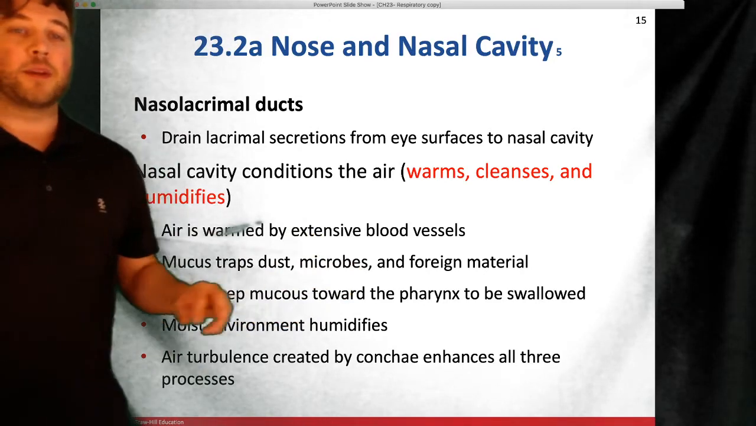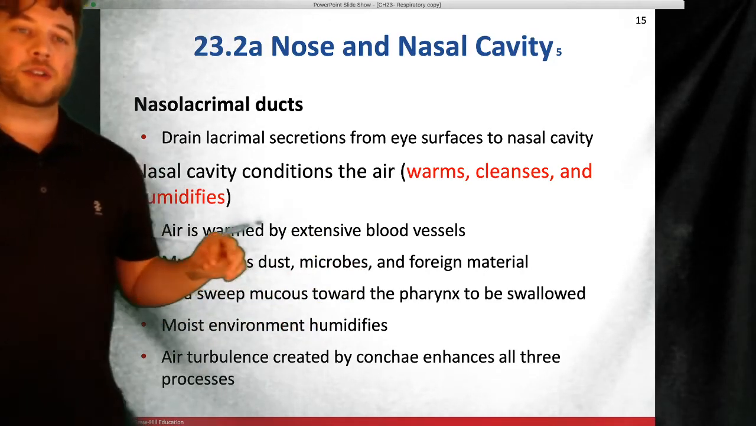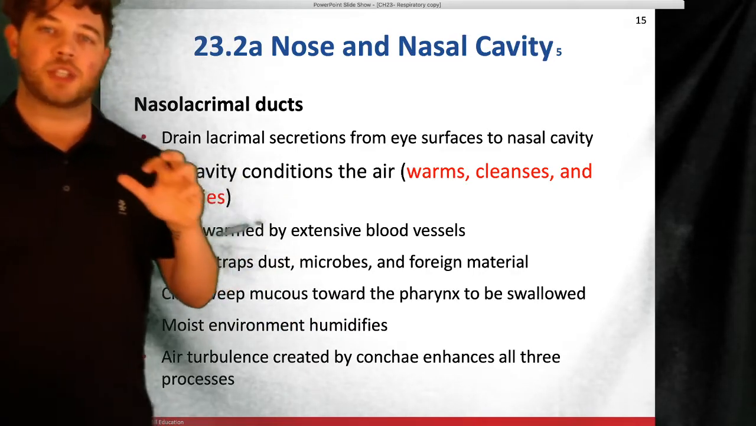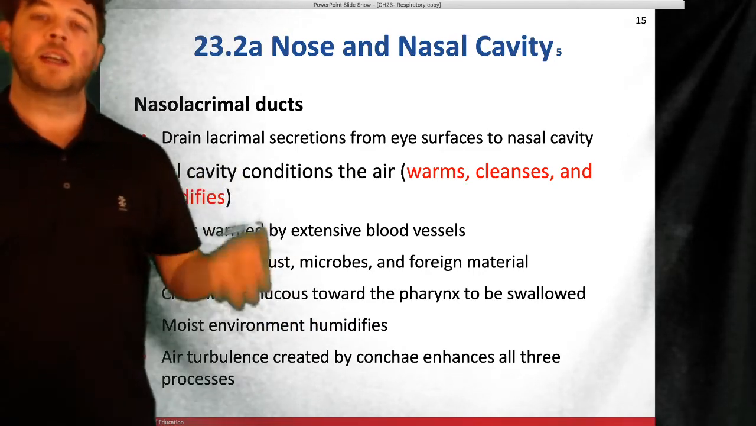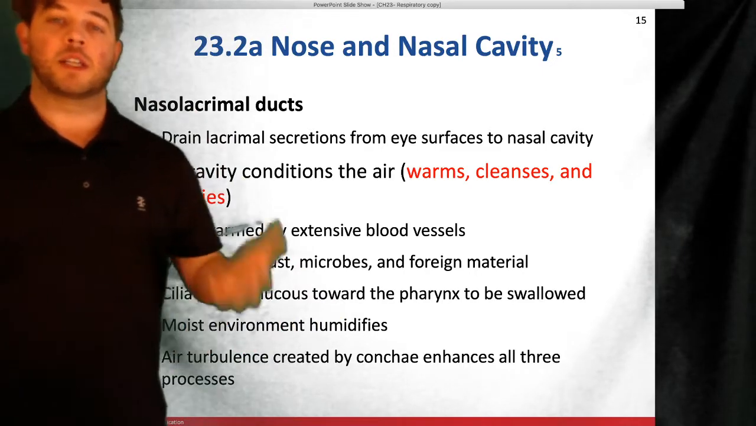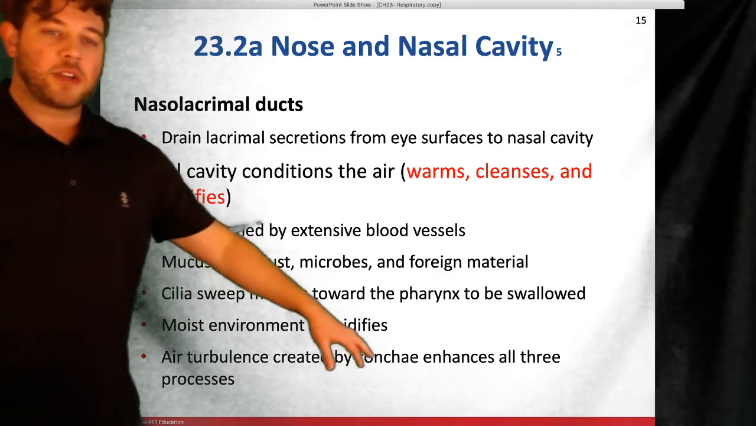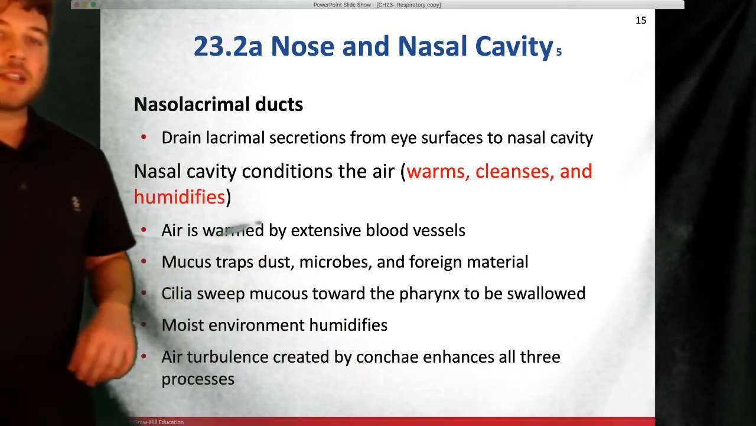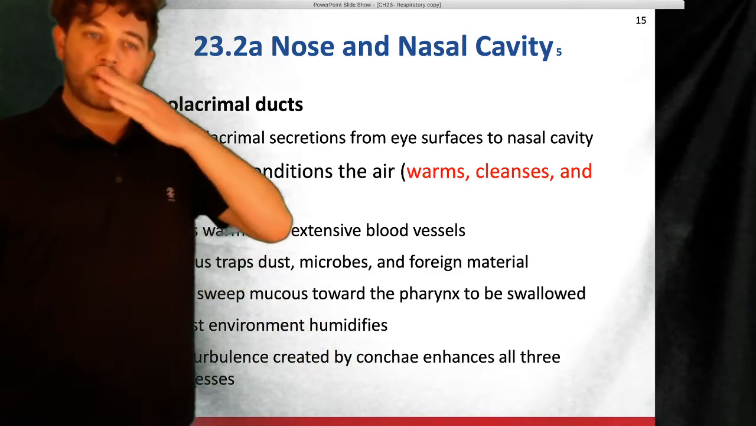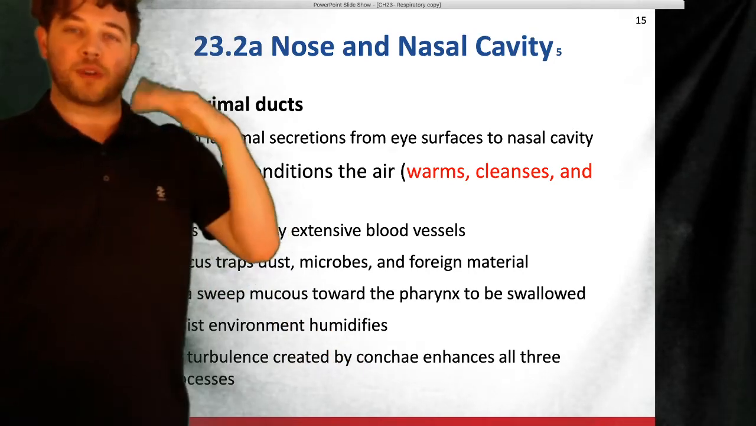Moist environment humidifies that air, so even if you're in the desert and you're breathing in air that is 0% humidity, by the time it gets into your lungs, it will be at about 100% humidity. And air turbulence created by conchae enhances all three processes. So the conchae, those ridges on the inside of the nasal cavity, are there to help disrupt the airflow.